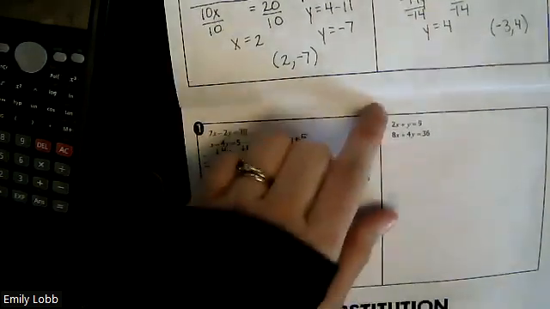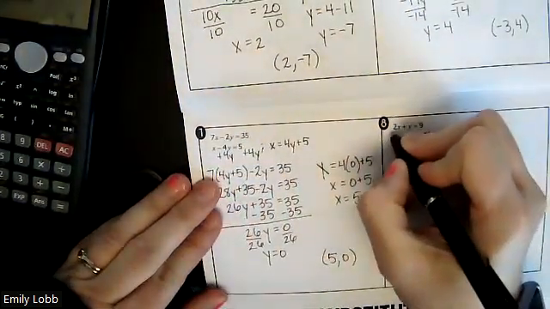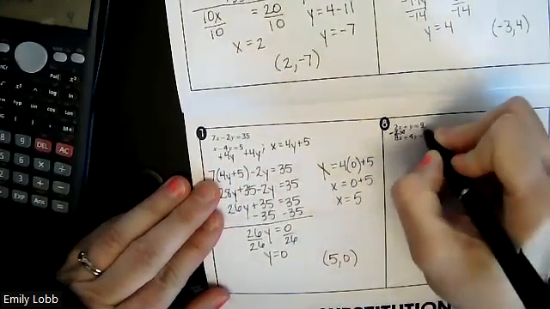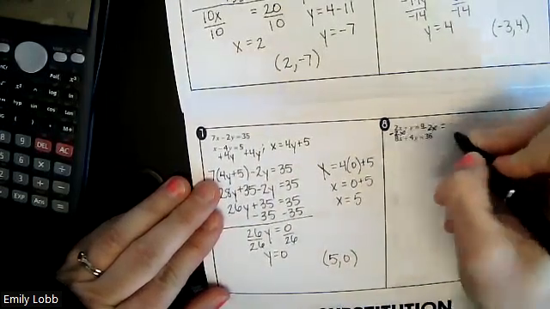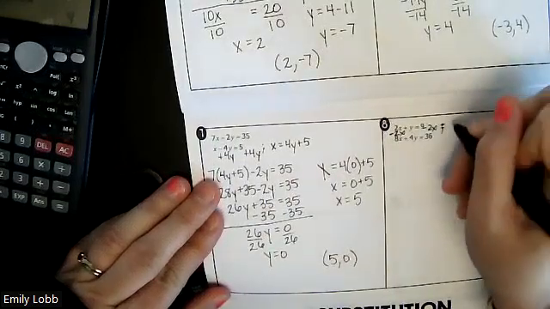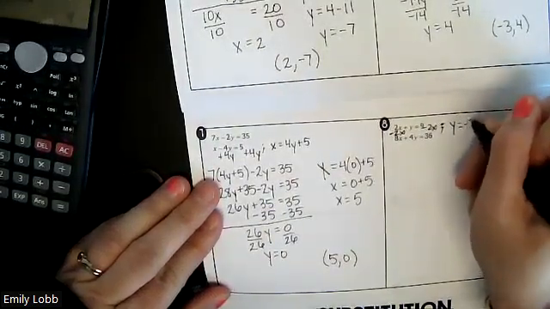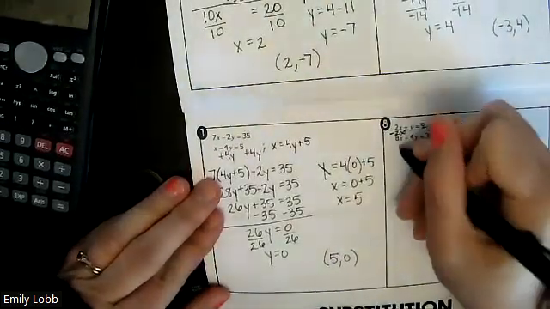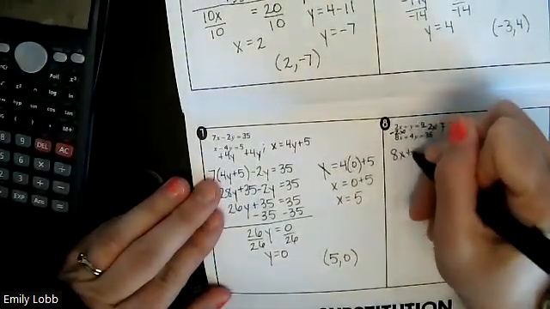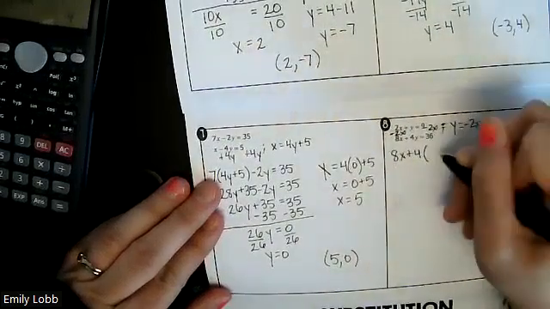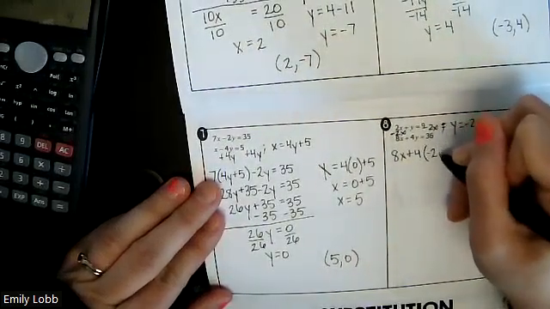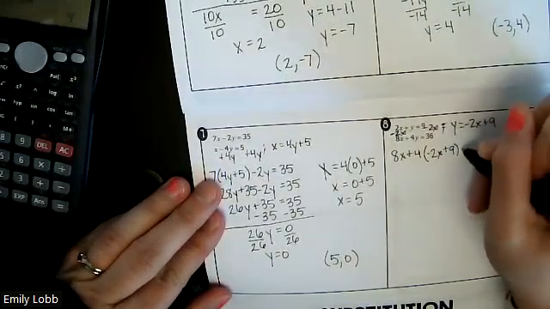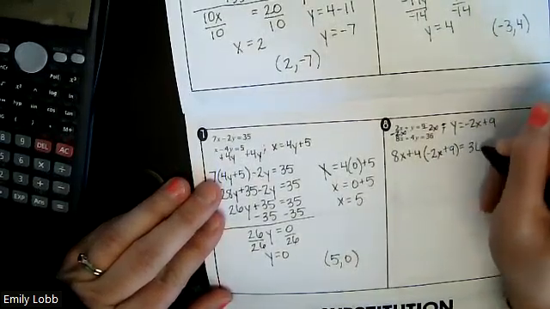For number 8, it looks like it would be easiest to solve for y by subtracting 2x from both sides. So when I do that, y is equal to negative 2x plus 9. So I'm putting that in for y. So 8x plus 4, and then in place of y, I'm putting what y equals, negative 2x plus 9. That way I only have one variable to solve for.